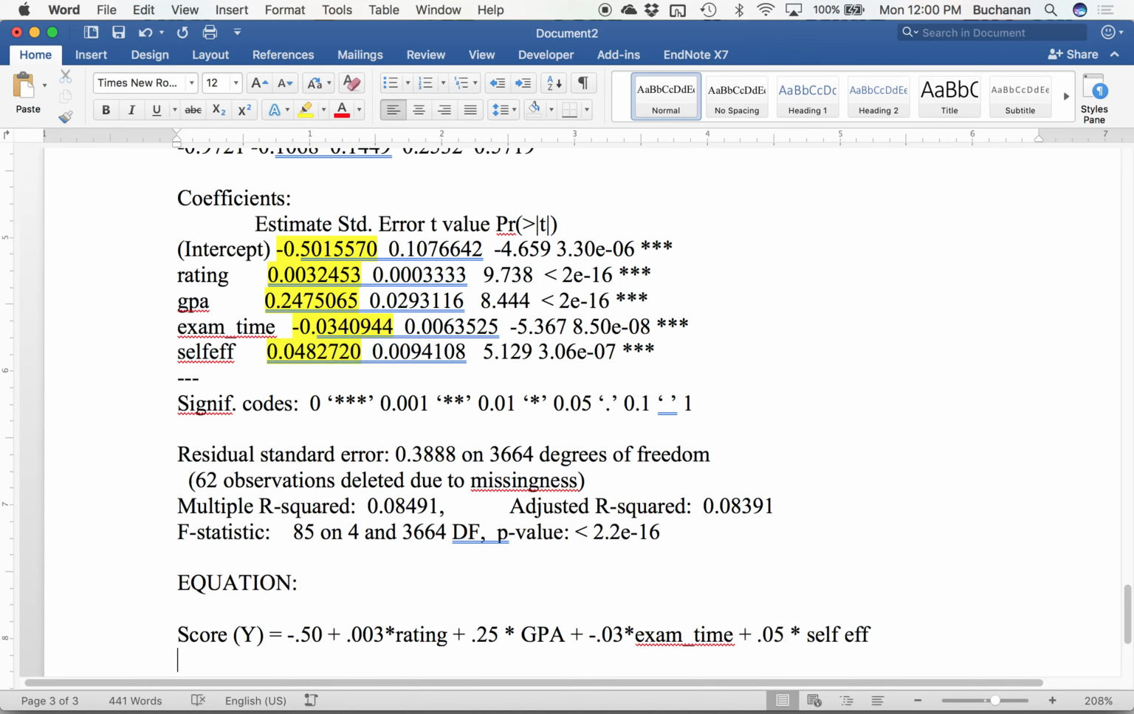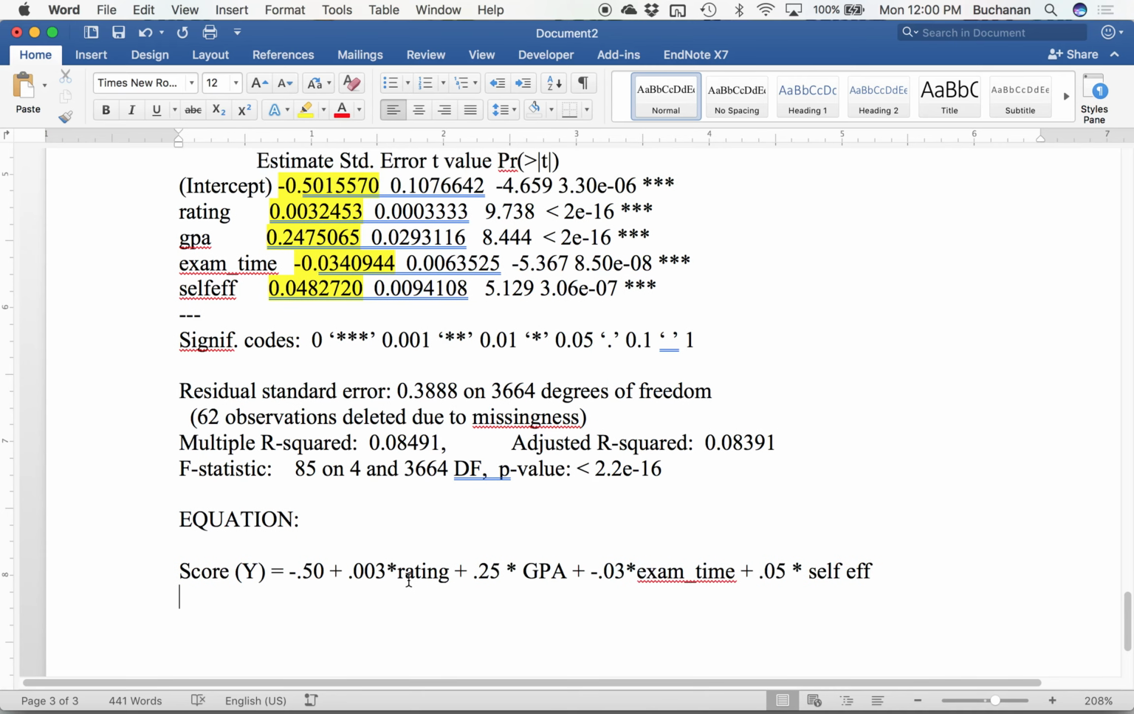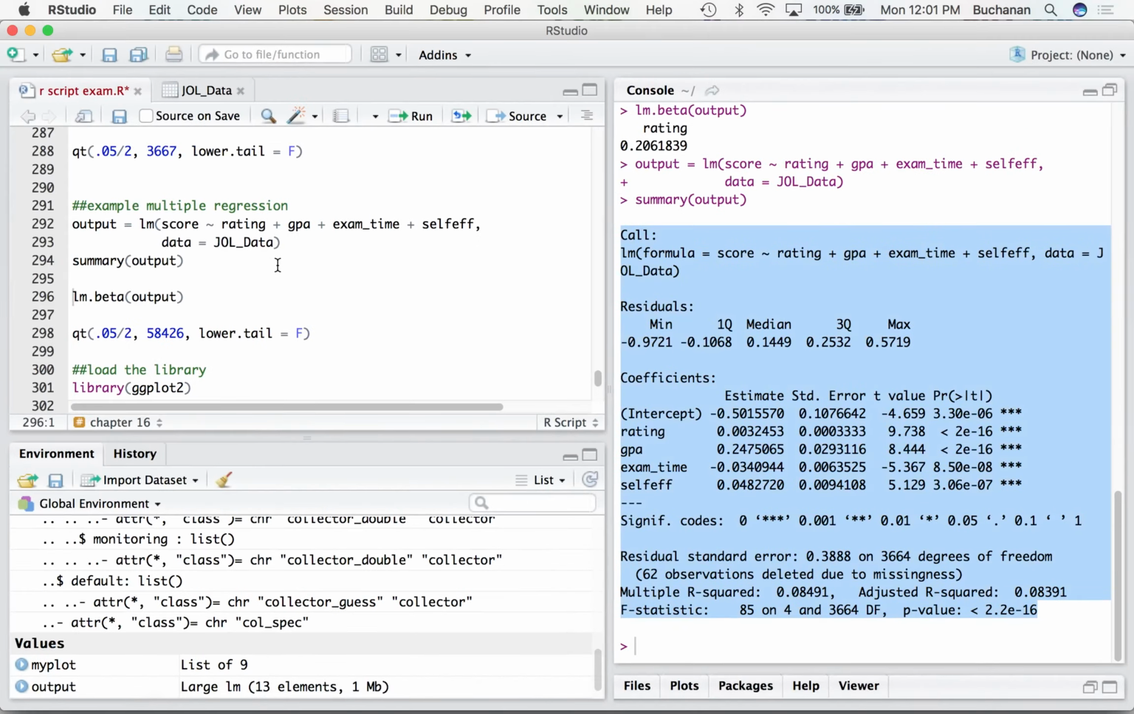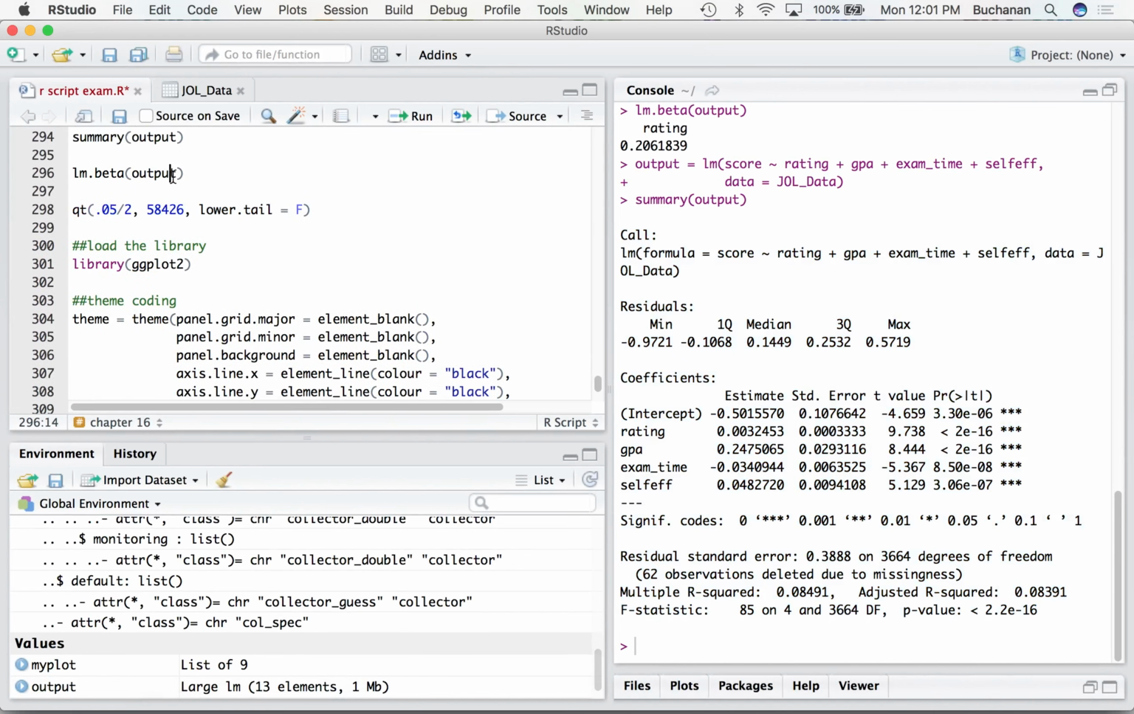Now these are all very different scales. So I have this equation, but I don't know which predictor was the best one or even how to compare them, because GPA is definitely not on the same scale as this 1 to 5 rating. So let's get those beta values so I can compare them to each other. The code's L and beta, and then use output because I've already turned on the package.